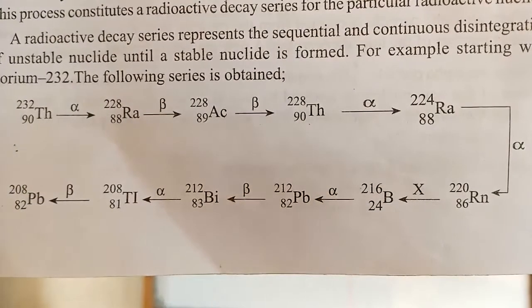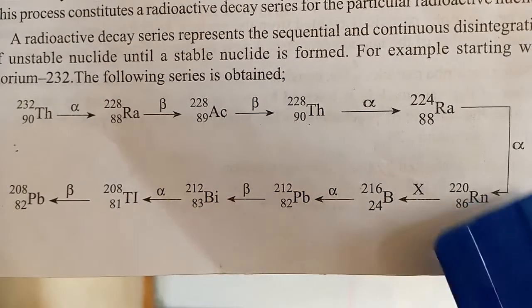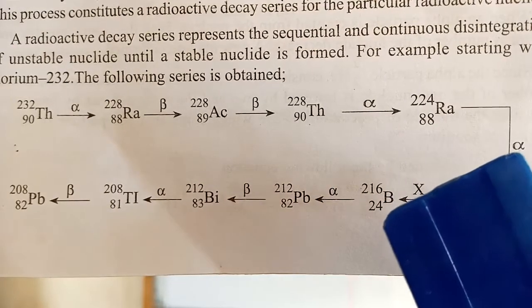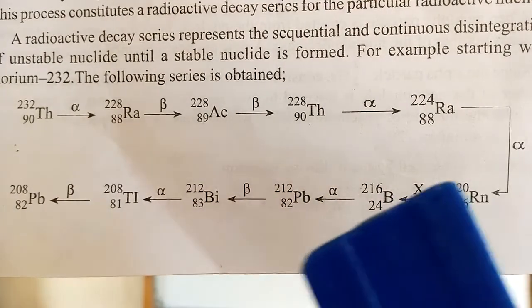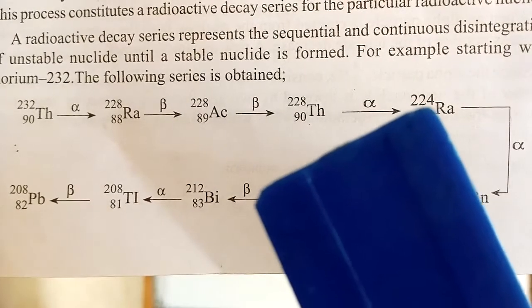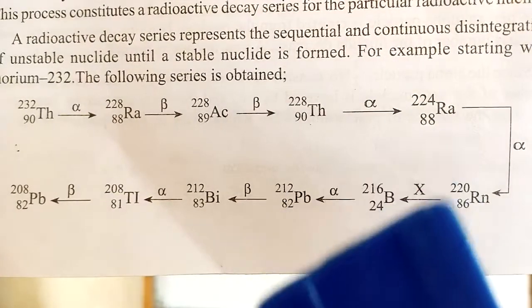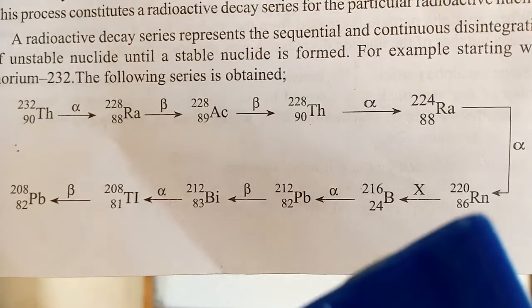Then radium now emits an alpha particle. You can see there, that is the sign for alpha. With alpha, the mass number will reduce by 4, from 224 to 220, and the atomic number by 2, from 88 to 86, forming radon.